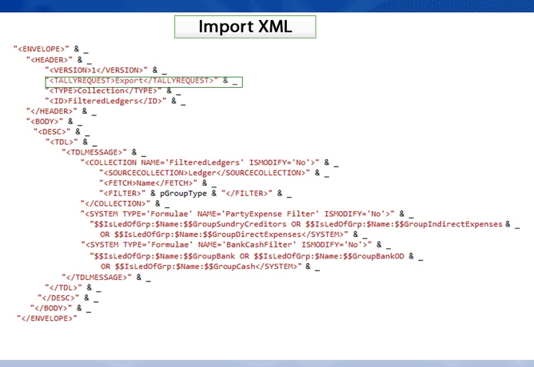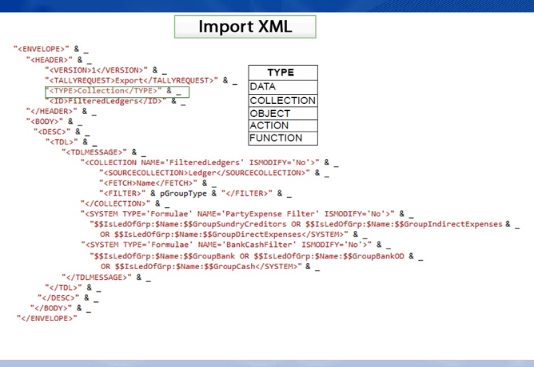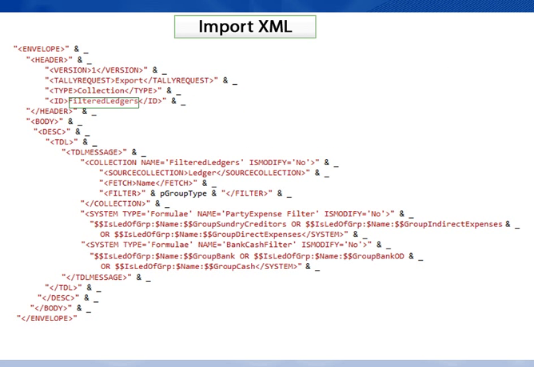The Tally request tag will be set to export since we are requesting Tally to export data. The type tag will be set to collection since we are asking for a collection of ledgers. The ID tag is set to the name of the collection, which is filtered ledgers in this case. The collection filtered ledgers must either be available in the TDL associated with Tally or else be defined in the TDL message tag under the body tag.